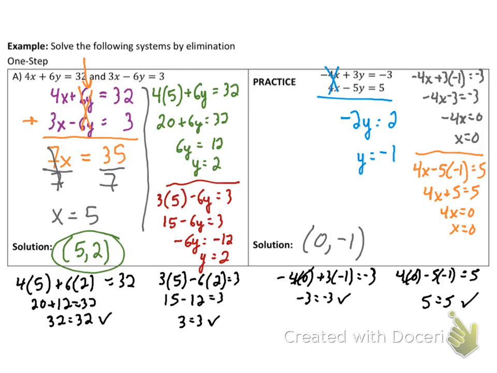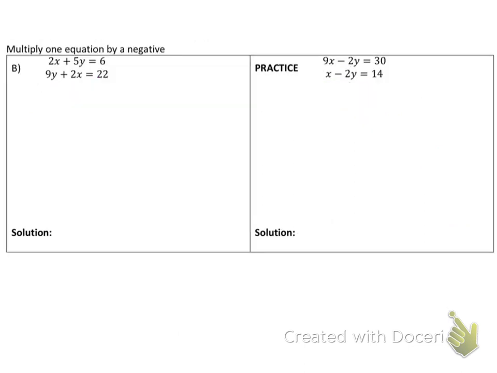Okay, so that is just a one-step elimination problem because a variable is already ready to be eliminated because you have opposite coefficients. Well, you're not always going to have opposite coefficients, and so sometimes you're going to need to manipulate your system. So, for example, if in B, I get 2x plus 5y equals 6, and I get 9y plus 2x equals 22.